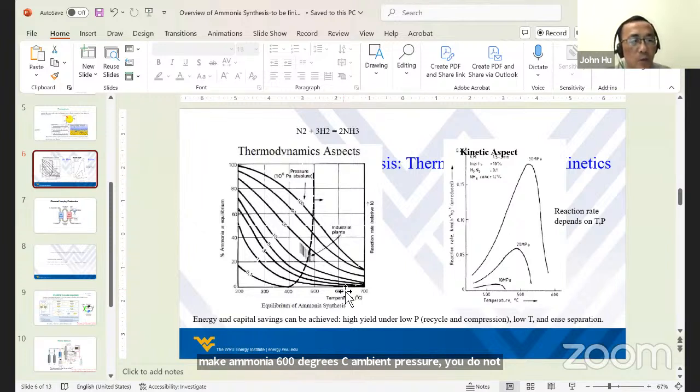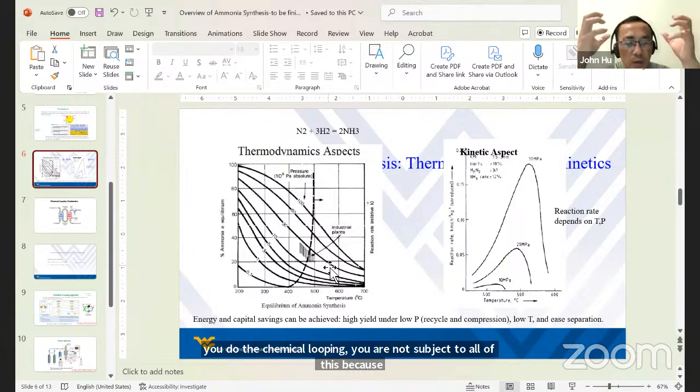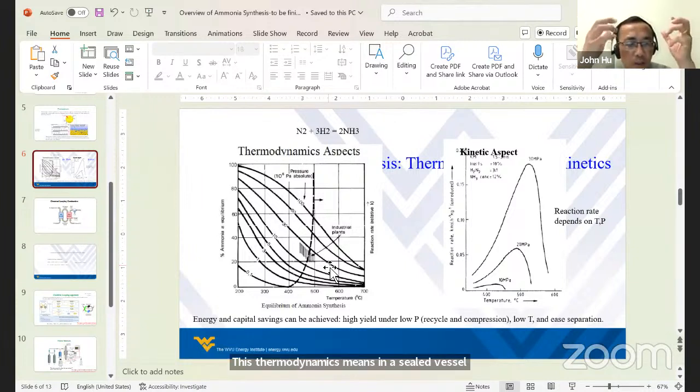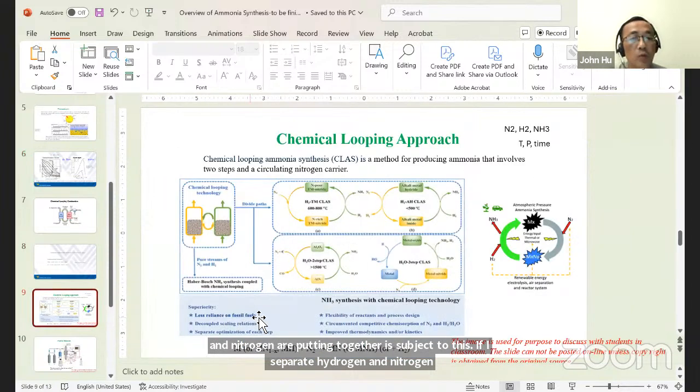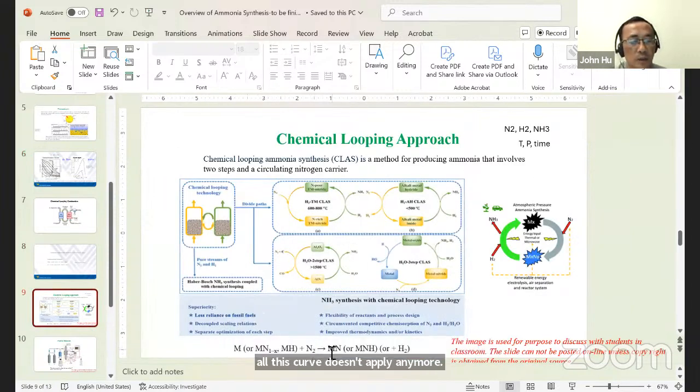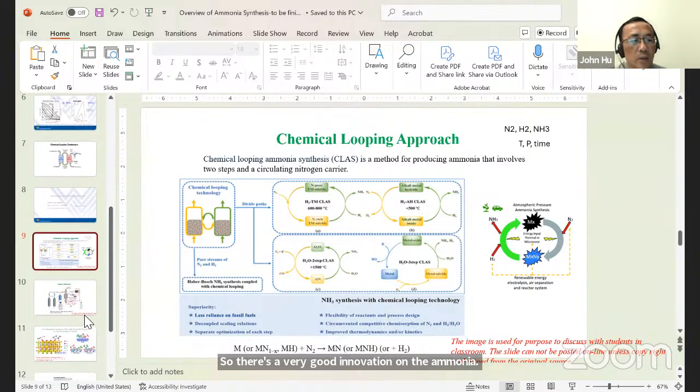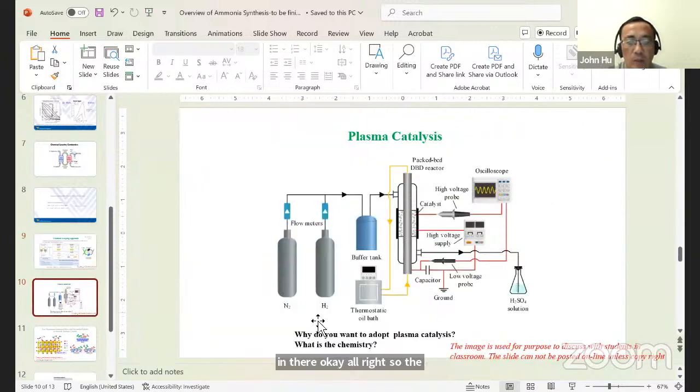But that's not true when you do the chemical looping, you are not subject to all of this, because this thermodynamics means in a sealed vessel, hydrogen and nitrogen put together is subject to this. If I separate the hydrogen and nitrogen, all this curve doesn't apply anymore. So this is a very good innovation on ammonia. There are so many papers published in Science and Nature on this. Okay, let's go to the next process.